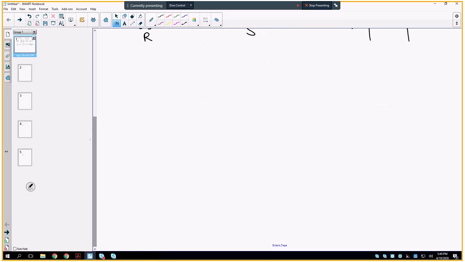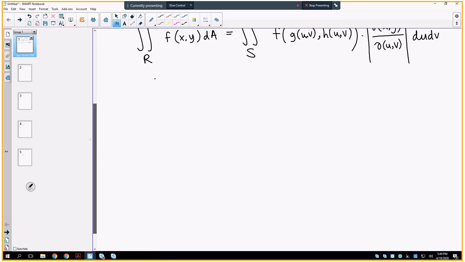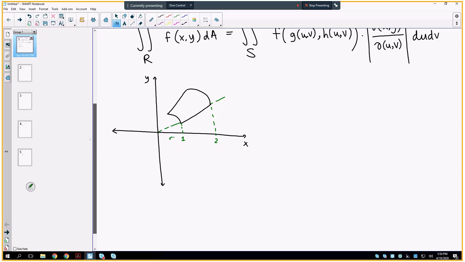So just to give you an idea of what I mean when I say that, if we are talking about a region in the xy plane that we think is pretty well suited to polar coordinates, say something like this, and maybe in the xy plane, this is r equal to 1, and this is r equal to 2, and this is theta equals pi over 6 maybe, and we have theta equals pi over 3 here.